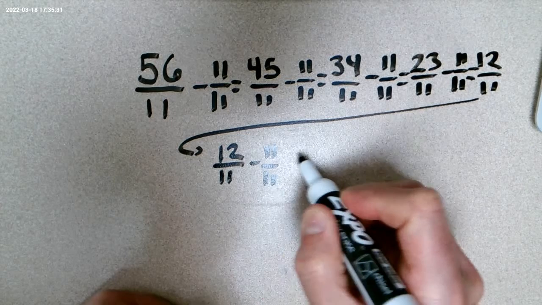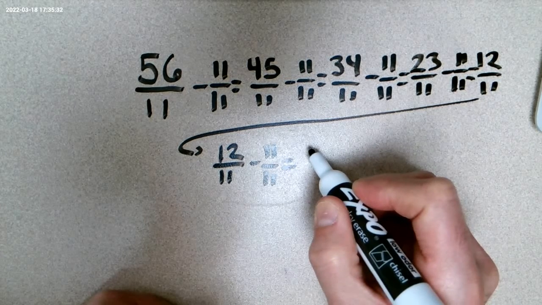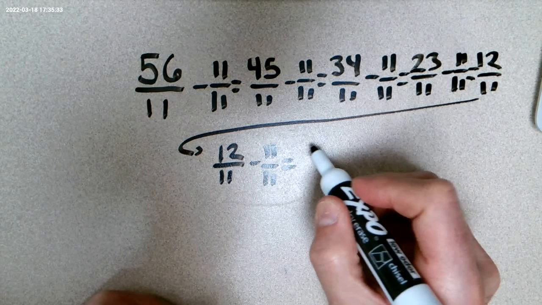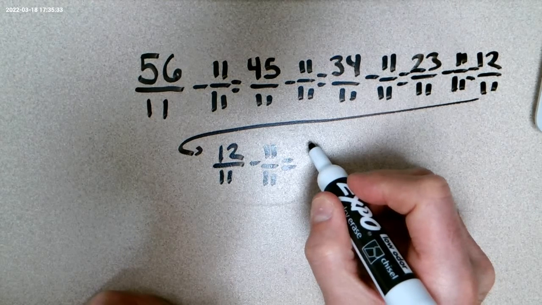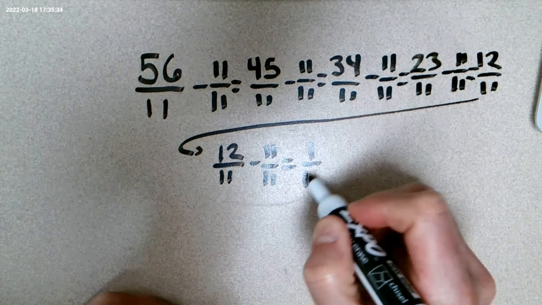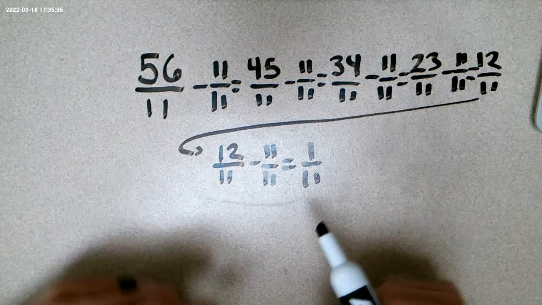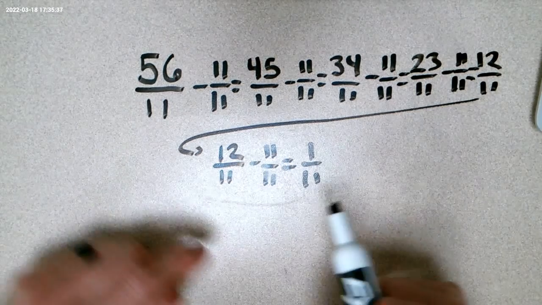Now I'm not done yet, so I'm going to have to bring this over here. Now I'm going to take that 12 over 11 and subtract another 11 over 11 because I still can. That's going to equal 12 minus 11, which is 1 over 11. So now I've subtracted it all the way down, and my leftover is 1 over 11.